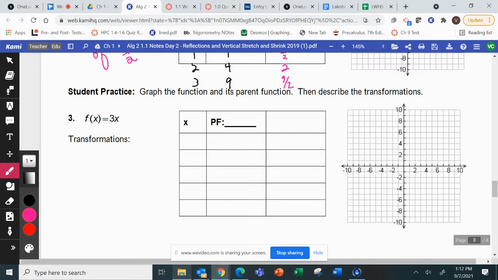Okay, Amy, what is your parent function? You had it correct. What's your parent function? Yes, that is correct. I just want to change my color. f of x equals x. Some other people had y equals x written down. Either of those is fine.